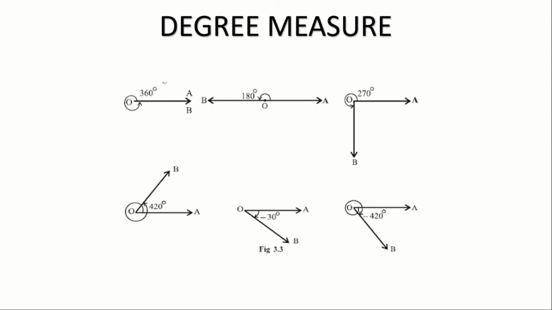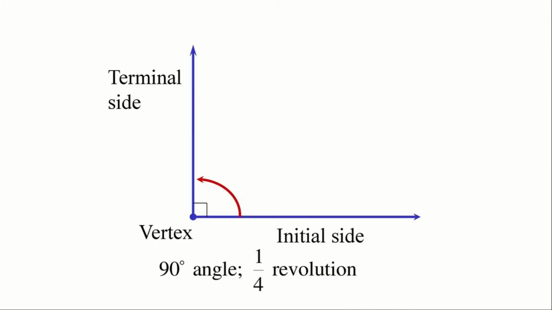So these are some of the degree measures: 360 degree, 180 degree, 270 degree, 420 degree, minus 30 degree, and minus 420 degree. You can see it is in the clockwise direction. When the rotation is happening in clockwise direction, that will be signified as a negative angle. So it is given as minus 30 and minus 420. And the rest of it is going in counterclockwise direction, opposite to that of the clock rotation, so it is signified with a positive sign.